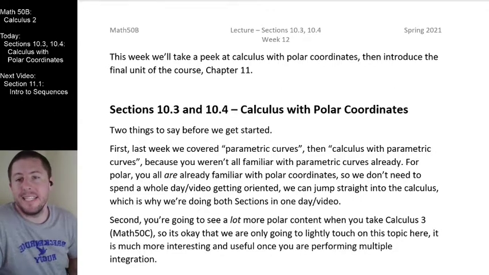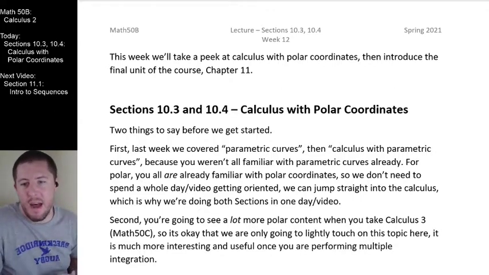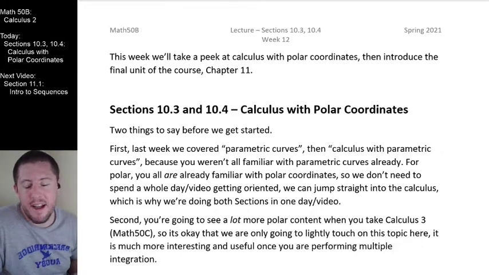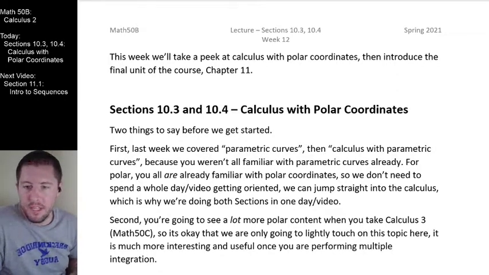So this week we're going to hit 10.3 and 10.4 kind of as one topic right here. I don't want to say it's easy. It's going to lead us to some integrals that can certainly be difficult, but conceptually speaking, the formulas associated with this stuff, I think you guys are going to be on board pretty quickly. I think it's going to be very reasonable for us to cover 10.3 and 10.4 today in one little video here.